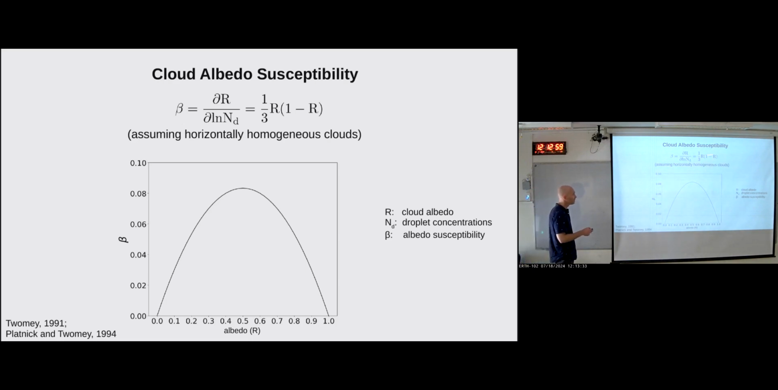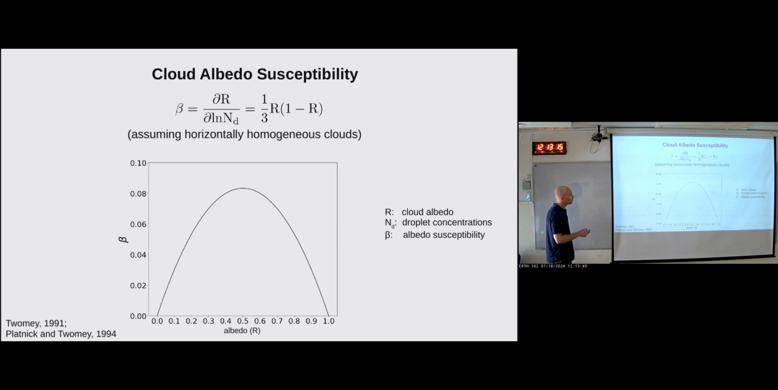And this is a very simple equation. It depends only on the cloud albedo. So if you have the cloud albedo, we can calculate this value, and this is the function. So we have the susceptibility here and the albedo here. So it's a nonlinear function.